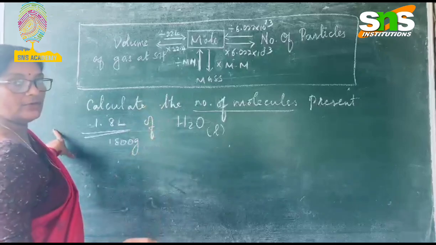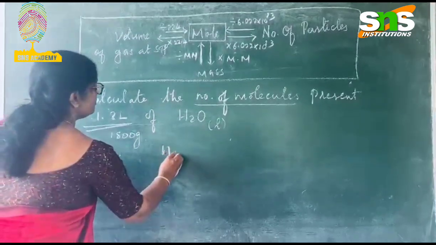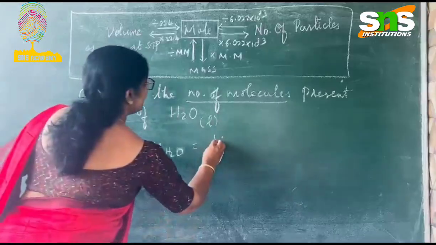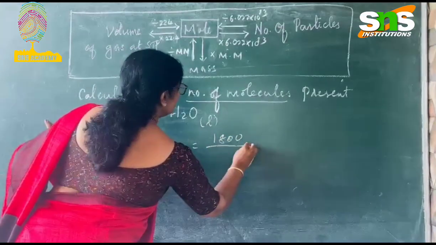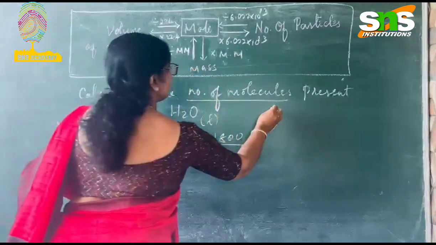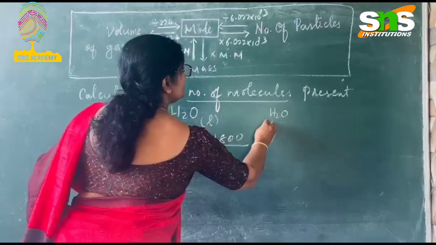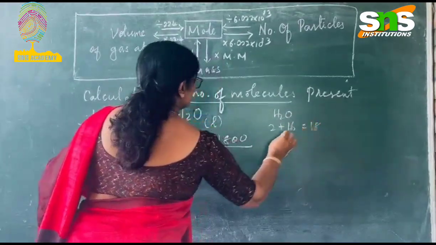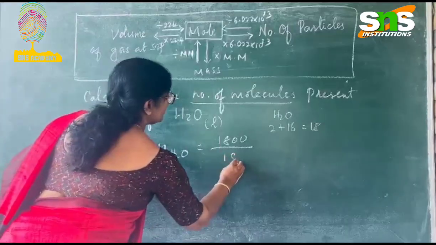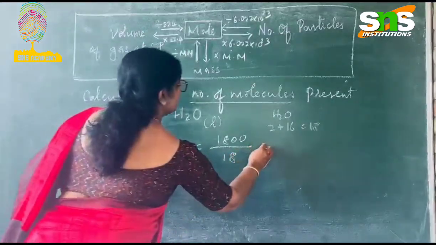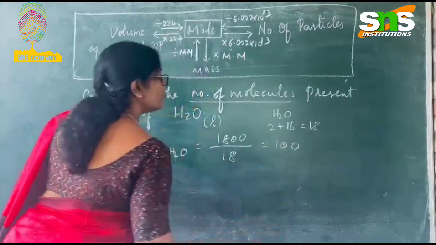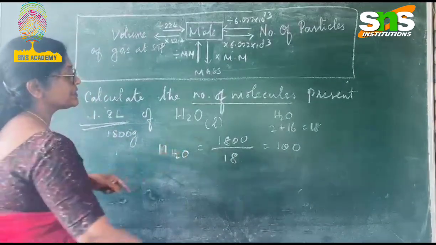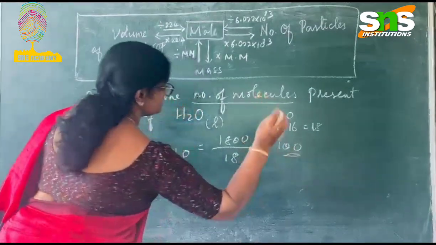So how will you calculate the number of moles? Number of moles of water, nH2O, can be written as given mass 1800 divided by the molar mass of water. H2O, the molar mass is 2 plus 16, which is 18. So 18 gram per mole, 1800 by 18 will be equal to 100. So number of moles of water present in 1800 grams will be equal to 100.